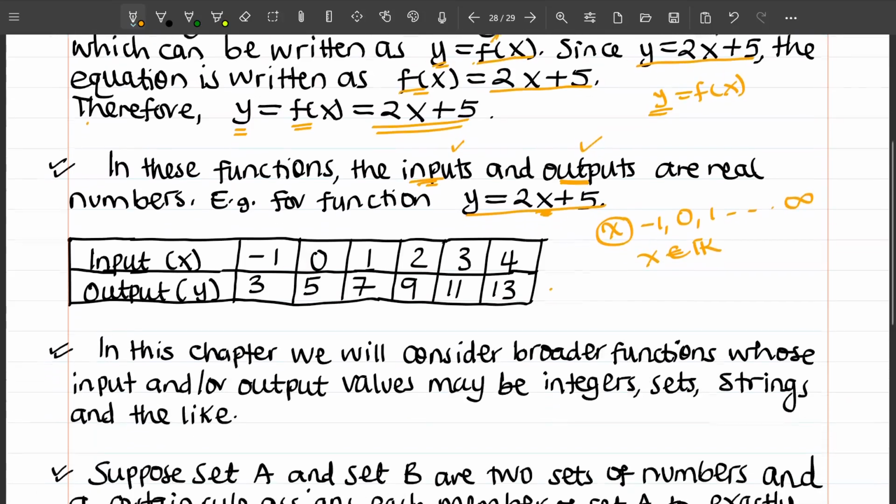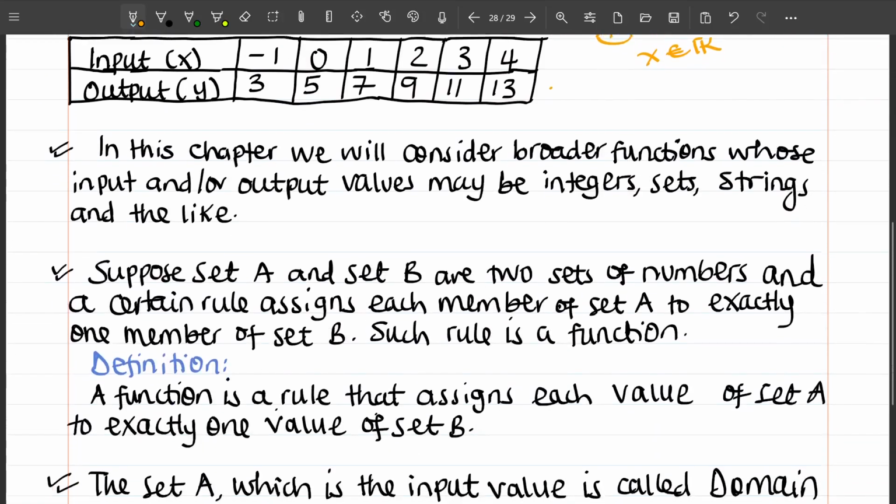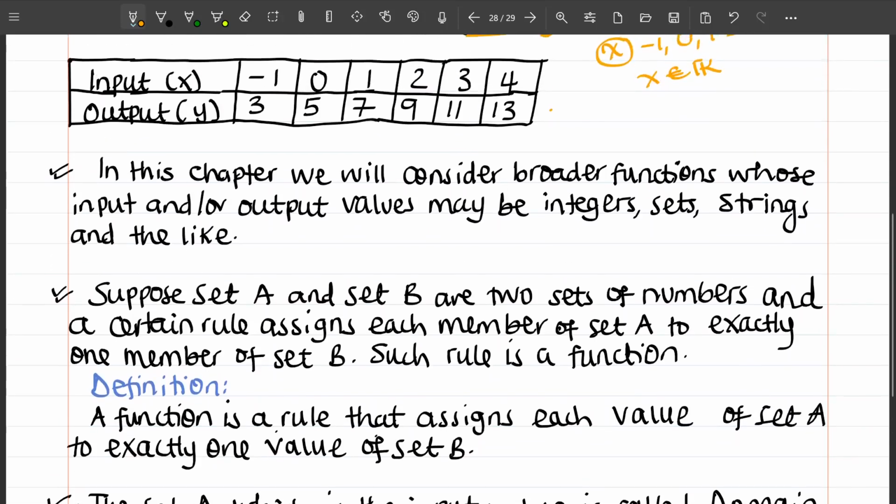And then we proceed. That was what we learned previously. But now in this chapter, we will consider broader functions. What are these broader functions? These are functions whose inputs or outputs are going to be integers, sets, strings, characters, among others.